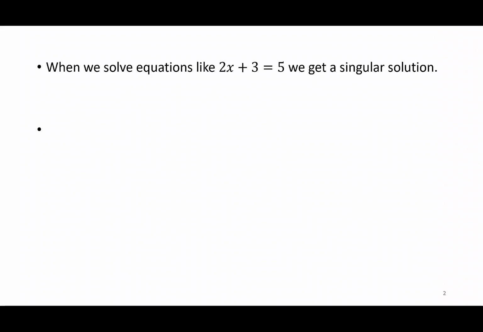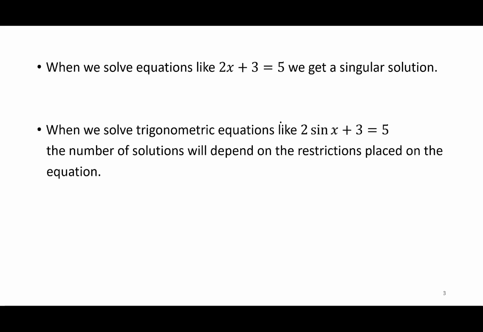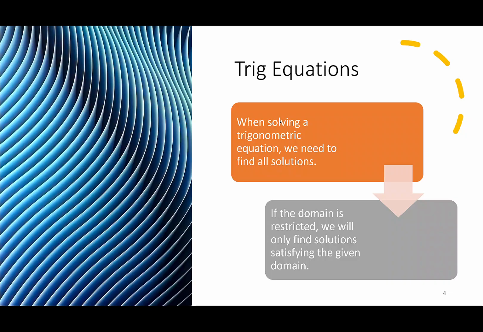So to solve trig equations, I want you to think about solving regular equations like 2x plus 3 equals 5. When we solve these types of equations, we get a singular solution. When we solve trig equations, like 2 times sine x plus 3 equals 5, the number of solutions is going to depend on the restrictions placed on the equation. When we look at trig equations, we want to find all solutions to the equation. Sometimes we'll be given a restricted domain, then we'll only have to find the solutions in that particular domain.